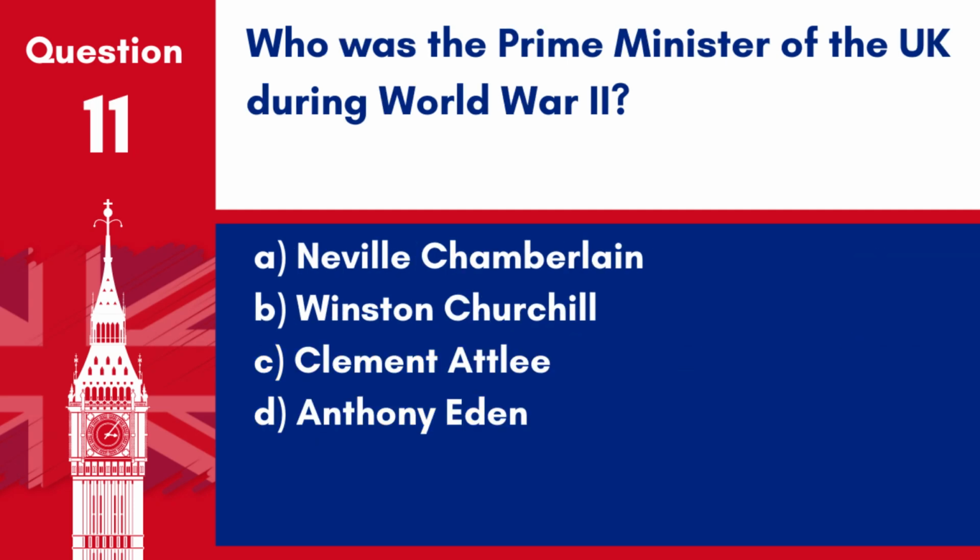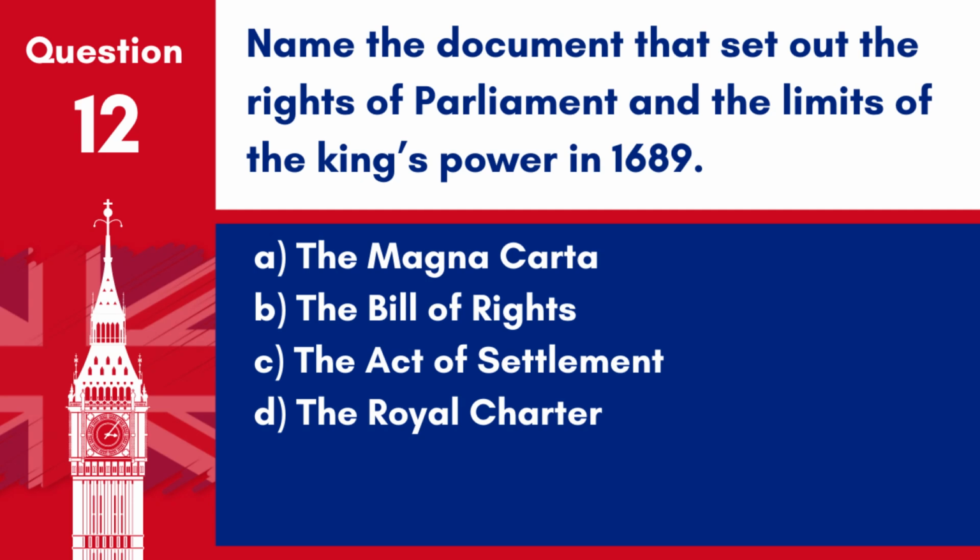Question 11. Who was the Prime Minister of the UK during World War II? A. Neville Chamberlain. B. Winston Churchill. C. Clement Attlee. D. Anthony Eden. Answer B. Winston Churchill. Winston Churchill was the Prime Minister of the UK for most of World War II, leading Britain to victory.